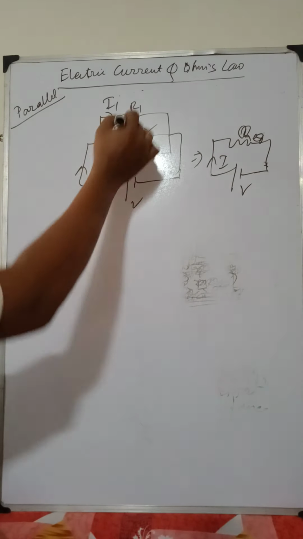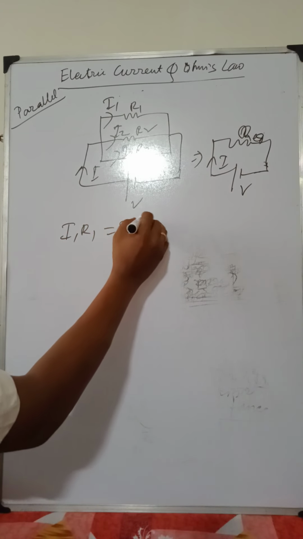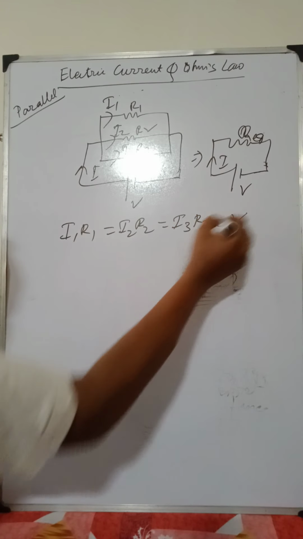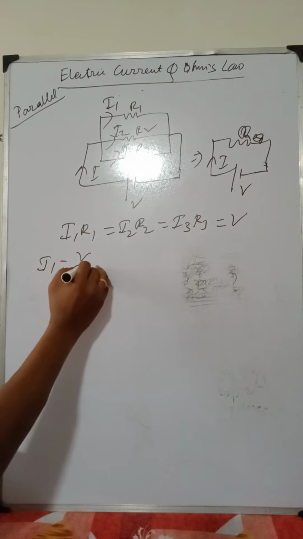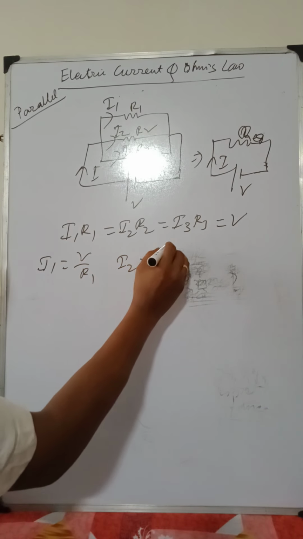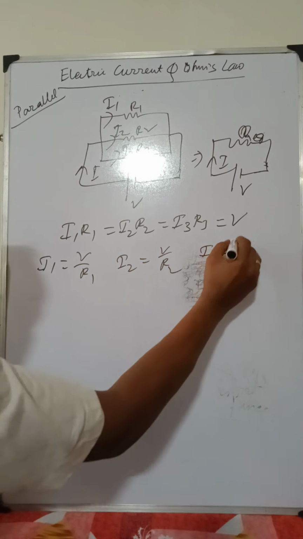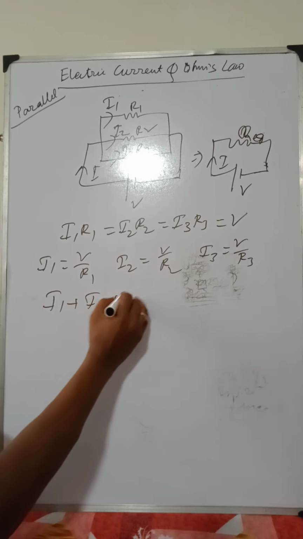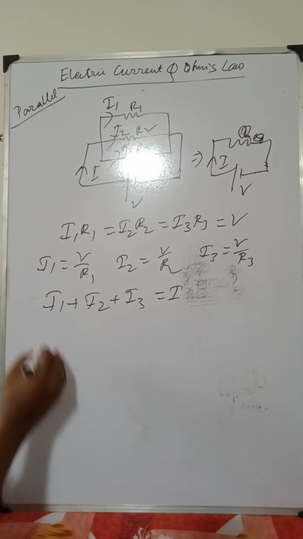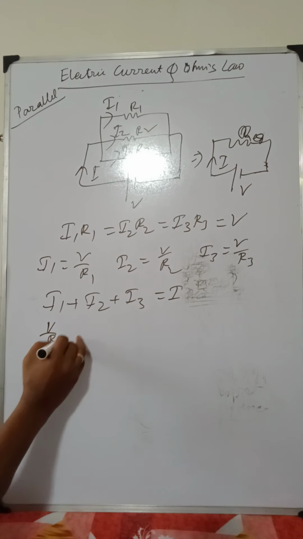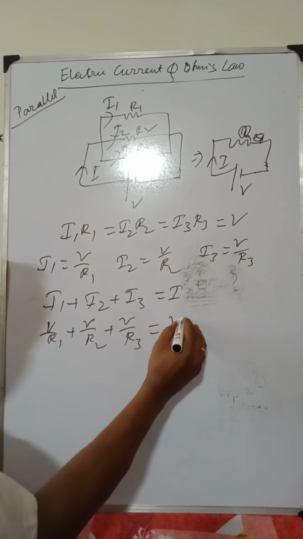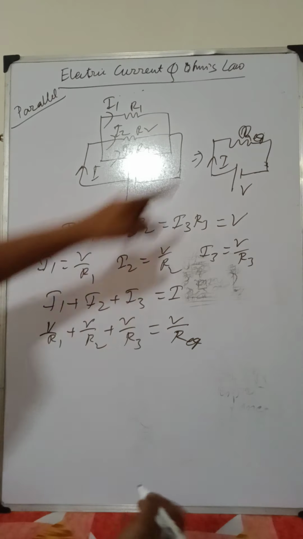Okay, now see, the potential difference across R1 is I1 R1, across R2 it is I2 R2, across R3 it is I3 R3, and all are the same as V. So I1 equals V by R1, I2 equals V by R2, I3 equals V by R3. Now if we sum these three currents, I1 plus I2 plus I3, we get the total current I. So V by R1 plus V by R2 plus V by R3 equals I, and we can write I as V by R equivalent for that circuit.